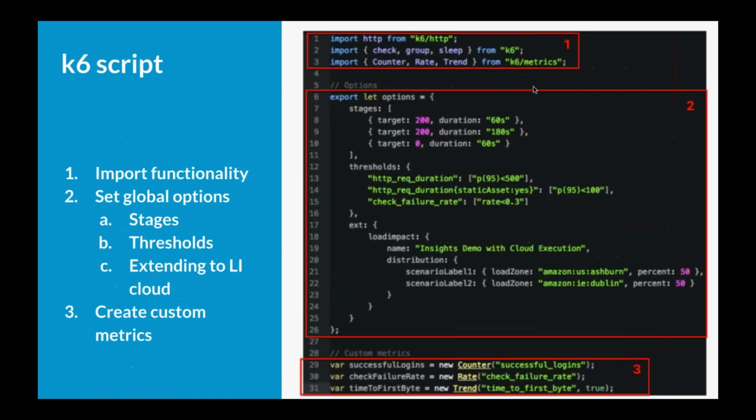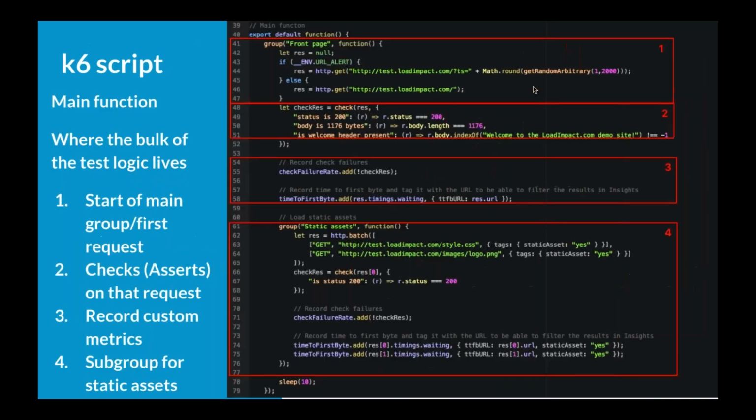Next, as we move into the second box here, these are my checks. So they're asserts. I'm evaluating what's happening on this response. I'm checking to see if the status code is 200, if the body is 1,176 bytes, and if the welcome header is present. That immediately ties into what we see on the next few lines.